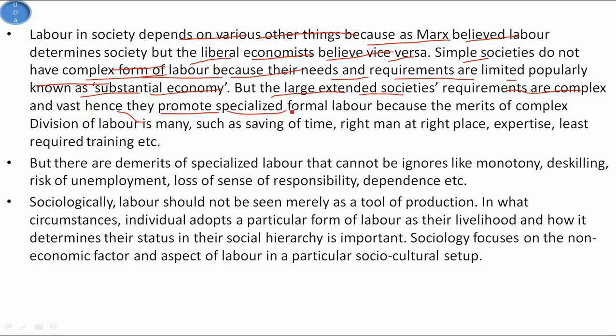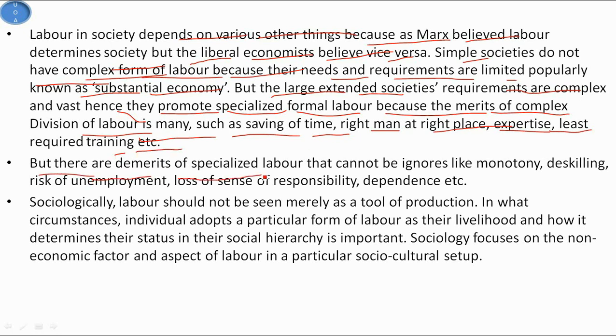Hence they promote specialized formal labor, because the merits of complex division of labor are many, such as saving of time, because each one is specialized in their work and does it in limited time. Right man at the right place, so efficiency increases, and experts require less training, etc.